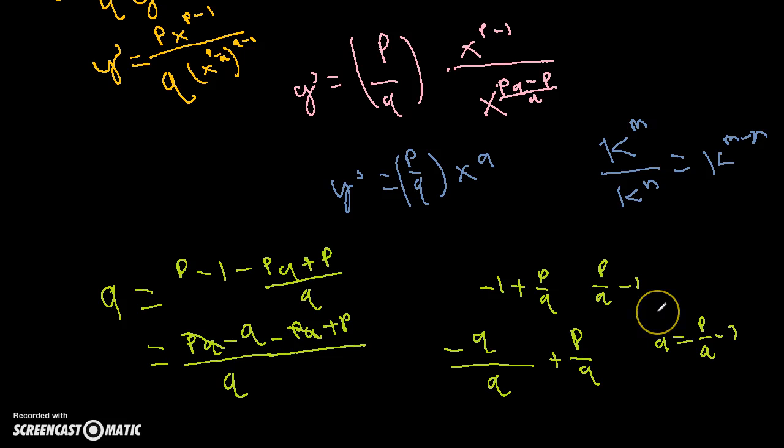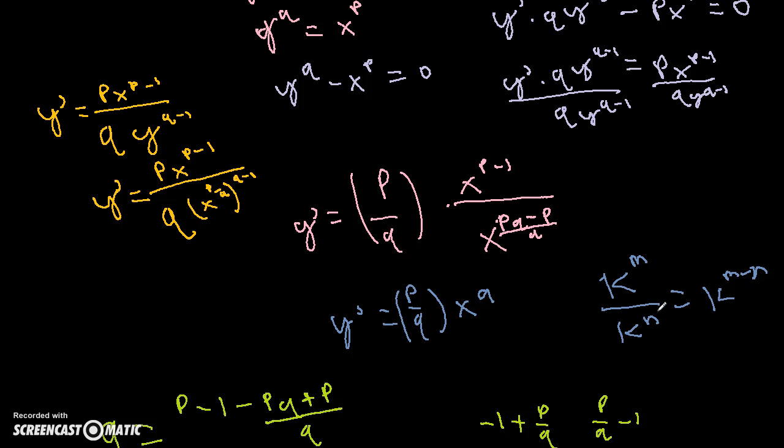Okay, so let's go back up and substitute that in for this. So you're going to get that y prime, the derivative, is equal to p over q times x to the p over q minus 1. And that is just the power rule, because remember the exponent was p over q. So as you can see, we multiplied by that exponent, and x is now to that power minus 1.